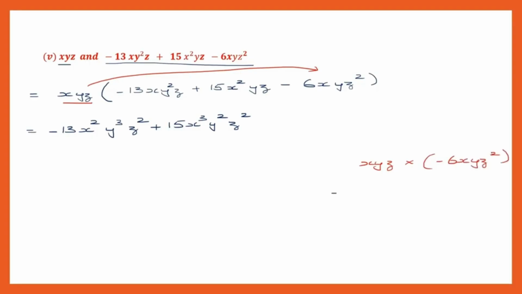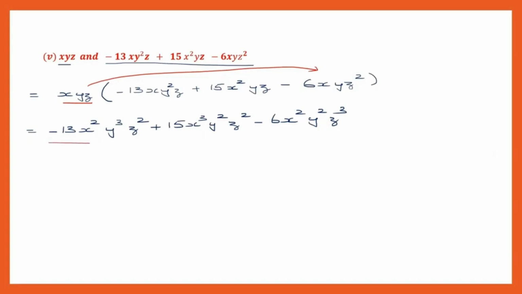So first the sign. So here it is plus and there it is minus. Plus into minus is minus. The number is 6. Now x here 1 and x1. So that is x to the power of 2. We have y1, y1. So y to the power of 2. Z is 1 here. On the other side z is 2. So z to the power of 3. So here we have minus 6 x square y square z cube.